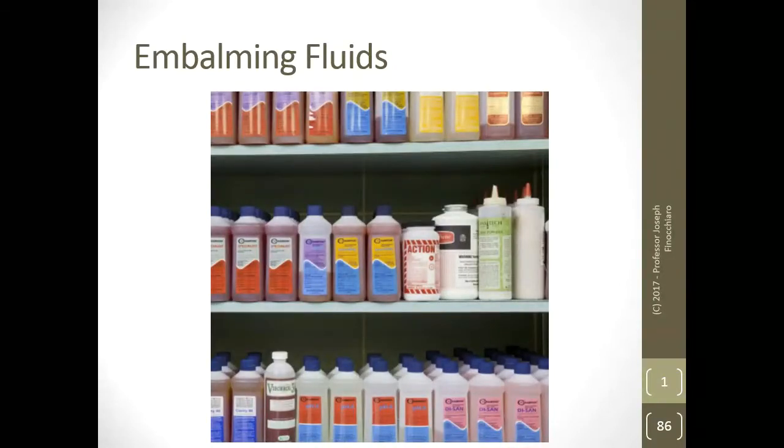All right, embalming fluids. Woohoo! So we've talked a little bit about how things happen in the body. We've talked about how these individual elements react with body tissues. We've talked a little bit about how to get the job done. So let's talk about the guts of it, the actual embalming fluids.